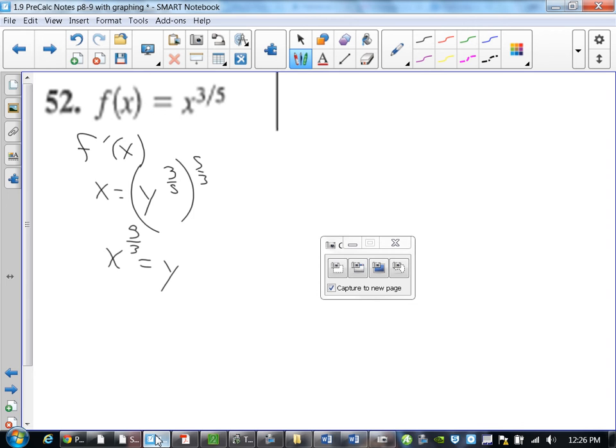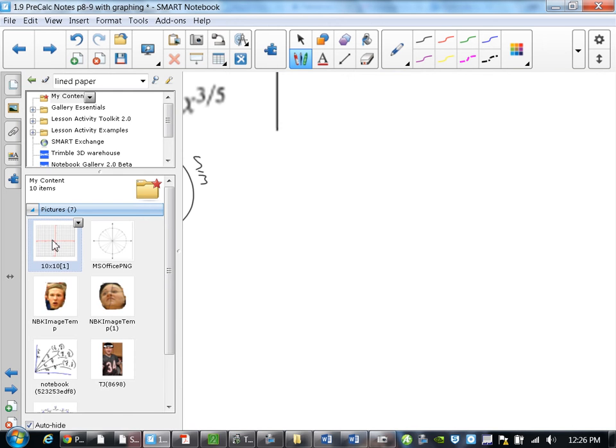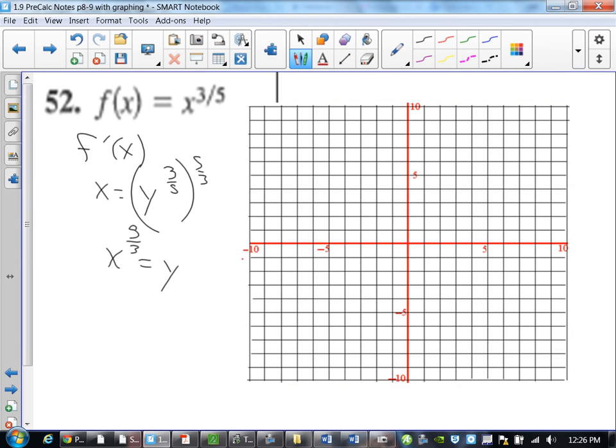Anyway, so our inverse is pretty easy to find. Just flip that over and go. Now, when you go to graph these things, these values are awful.